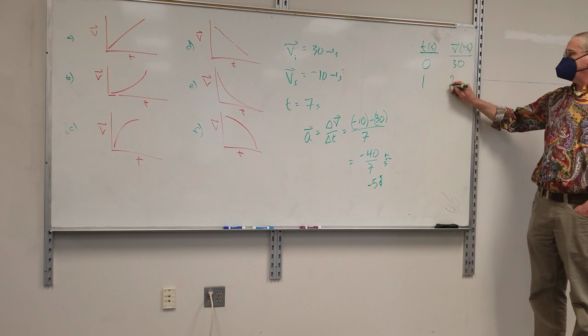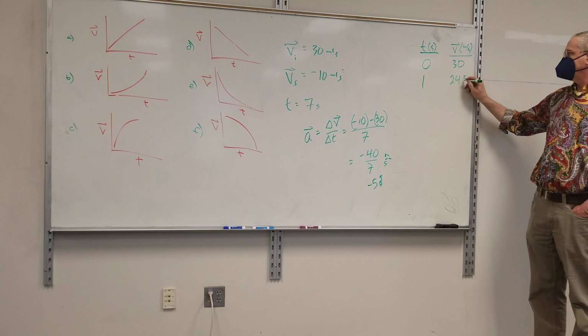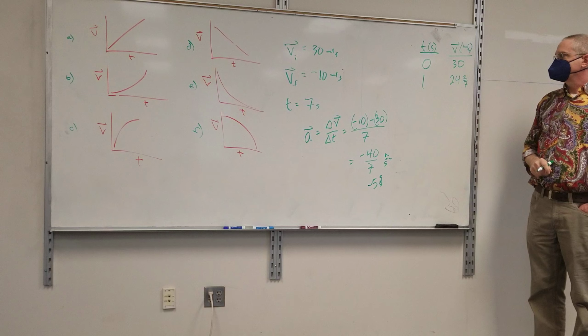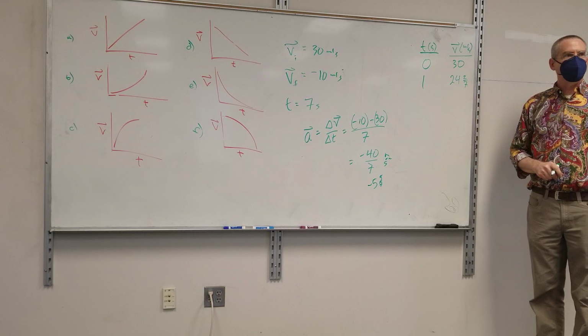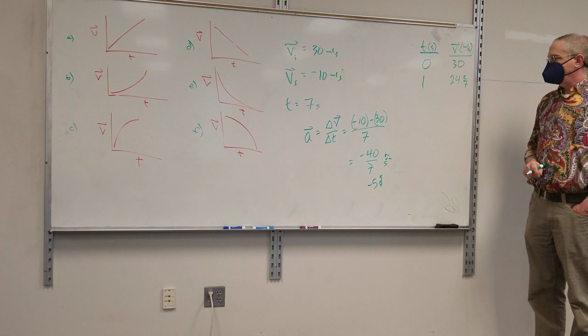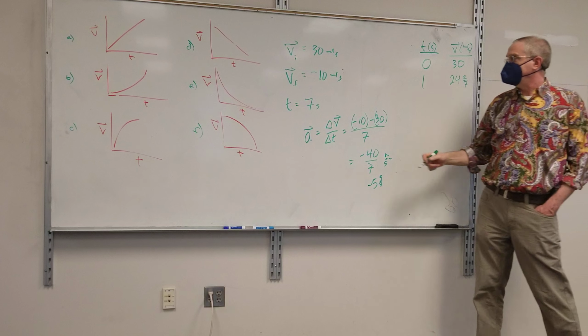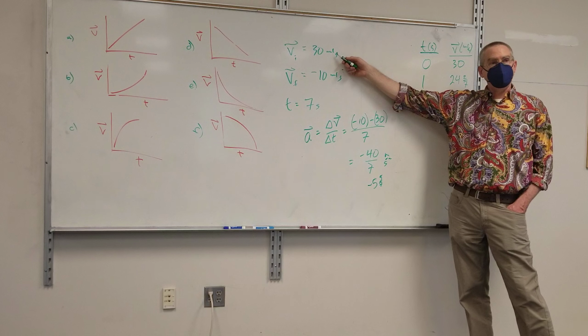So this would be 24 and 2/7, assuming I did my math right. So it's negative 40 divided by 7. Right, in this particular case, I'm using different numbers in the problem, but it's final minus initial.